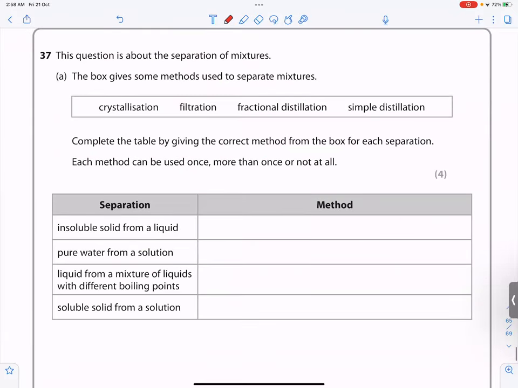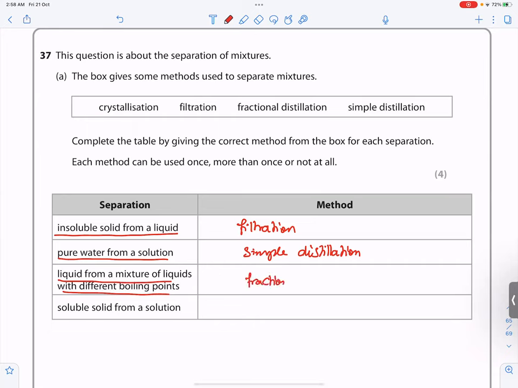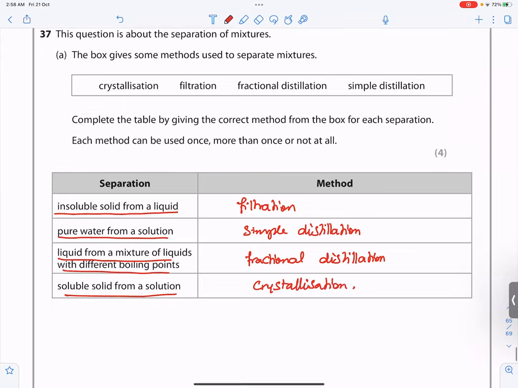Question 37 برضه methods of separation of mixtures. Insoluble solid from a liquid طبعا filtration. Pure water from a solution تبقى simple distillation. Liquid from a mixture of liquids with different boiling points يبقى fractional distillation. Soluble solid from a solution يبقى crystallization عشان soluble solid in solution.